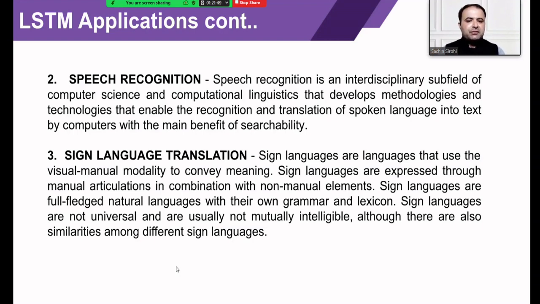Sign language translation. Sign languages are languages that use the visual-manual modality to convey meaning. Sign languages are expressed through manual articulation in combination with non-manual elements. They are not universal and are usually not mutually intelligible, although there are also similarities among different sign languages. So translation based on signs is also part of the LSTM applications.